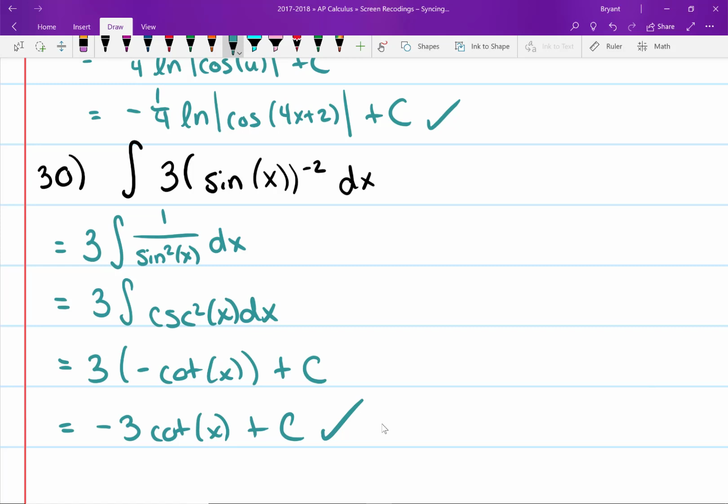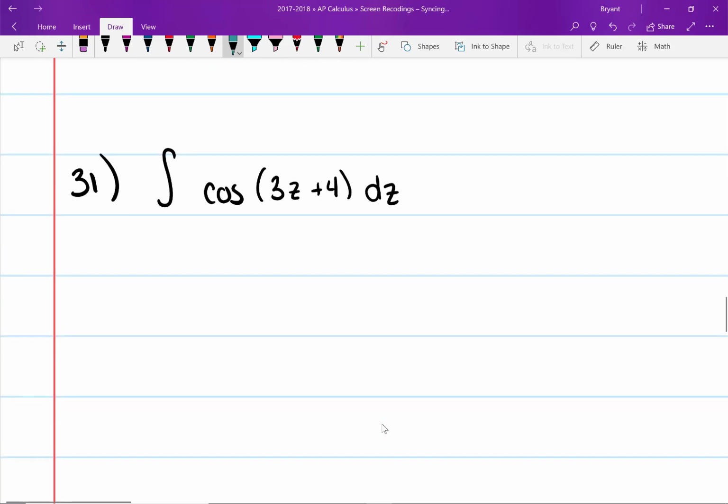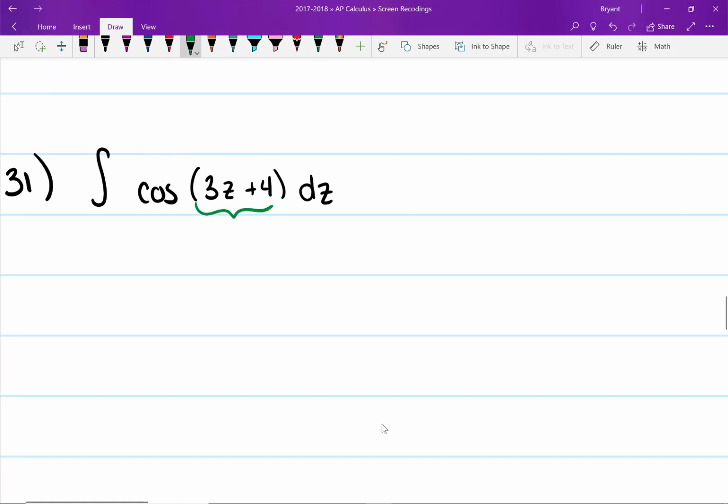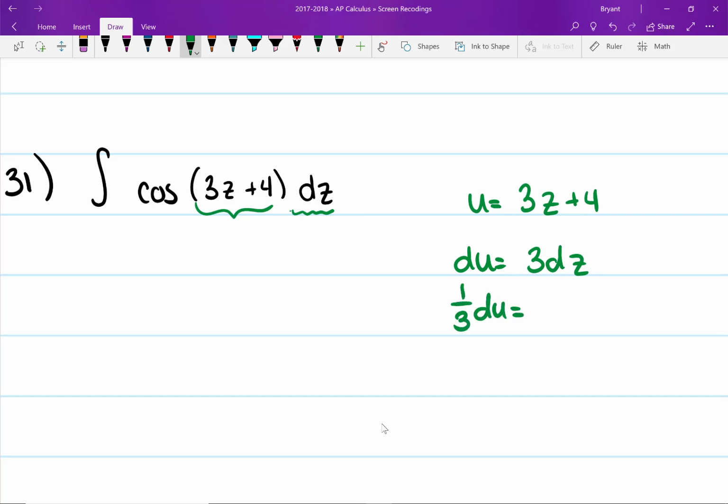All right, we're trucking along. We're on to number 31. Number 31 says the integral of cosine of 3z plus 4 dz. And so this is going to require a u sub. How do I know? That's the question. Well, I have a nice little inside piece I just wish wasn't there. So u is equal to 3z plus 4. So du is going to be 3 dz. Notice I only have a dz. I don't have a 3 dz. So I'm going to multiply both sides by 1/3 or divide by 3, whichever way you like.